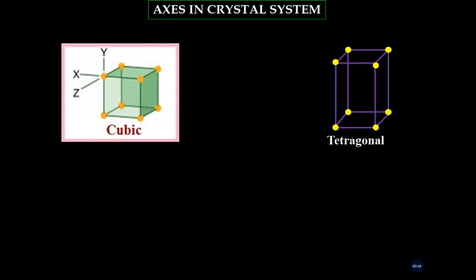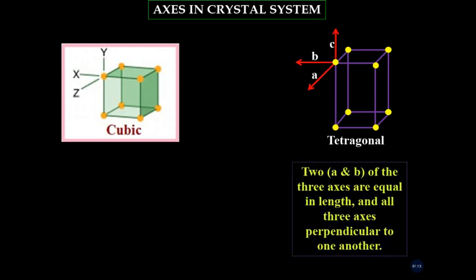Then, the tetragonal crystal system. In the tetragonal crystal system, 3 axes are present. The 2 horizontal axes which lie in the same plane are of the same length, while the vertical axis is of a different length and may be either shorter or longer than the other 2. It means 2 of the 3 axes, A and B, are equal in length and lie in one plane, while the third axis is perpendicular to these 2 axes, that is C.